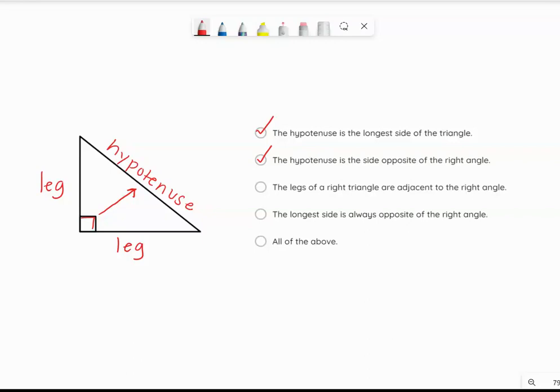The legs of a right triangle are adjacent to the right angle. So adjacent meaning next to. And so here's the right angle. My leg is right next to it on the bottom and right next to it here on the left. So that is also correct.